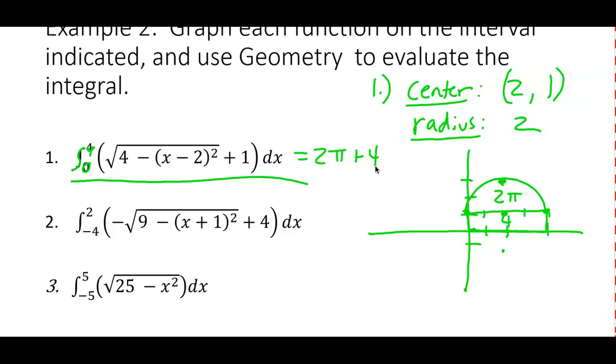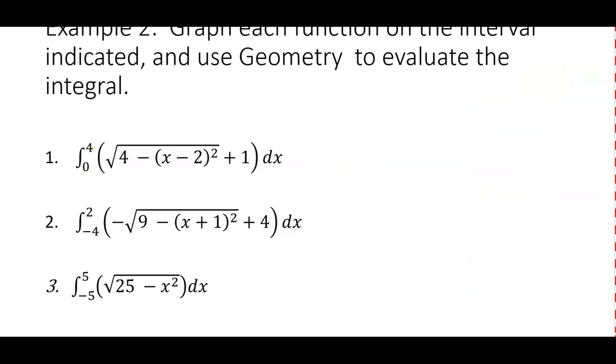All right, so let's do another one here. Let's go ahead and take a look at number 2. So we're going to draw the picture, then we're going to do the calculus. Ready? Okay, so why don't you guys write down what you think the center is really quick, and I'll call you in just a second.